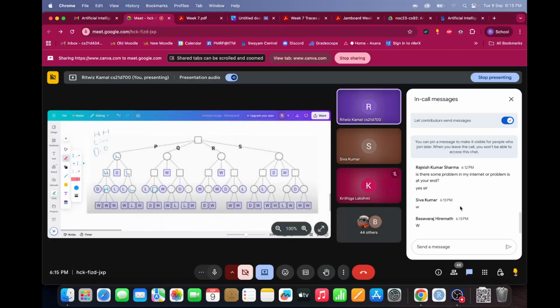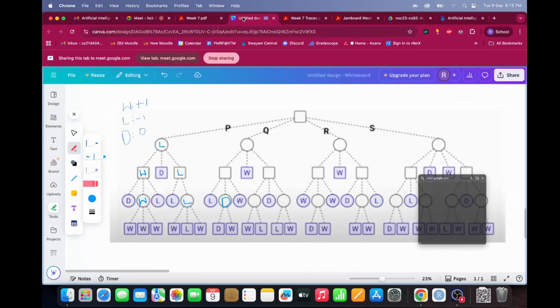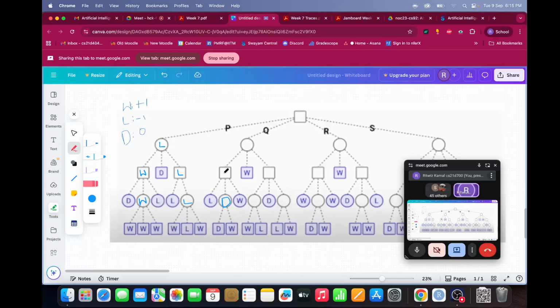Yes, was there a question? No. Okay. Again, this max node will be filled up with the max of W, D and L, which will be a W. This min node will be filled with either W or L. It will go with L because L is lower. This one again will be filled with L, and this max node will go for a draw because that is the max among L, D and L, right? This min node will again go for a draw because that is the least option among W, W and D. So we are done with Q.